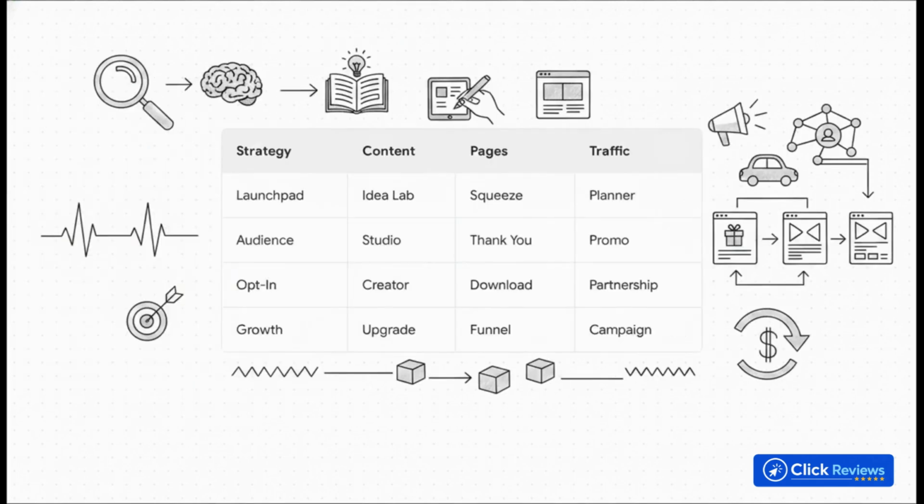Now, to keep all this from feeling like a total overload, it's actually organized like a digital assembly line. It completely eliminates that dreaded blank page syndrome. You've got your strategy tools, like Audience Pulse, to uncover buyer triggers, then content tools, like the Lead Magnet Studio, doing the heavy lifting of the writing. After that, you've got page builders, and finally, traffic tools to actually get eyeballs on your offers. It is a true end-to-end ecosystem.